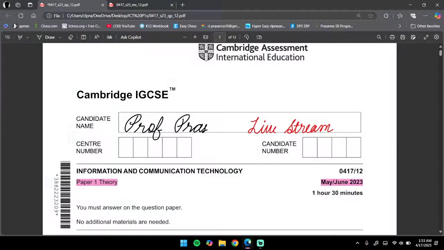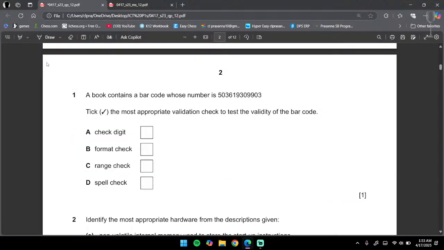Today we are going to be looking at IGCSE ICT May/June 2023. It says a book contains a barcode whose number is this. Take the most upward. Now it cannot be a spell check. It doesn't fall within a range, and it's not following a particular format. That is why I think it should be a hardware.